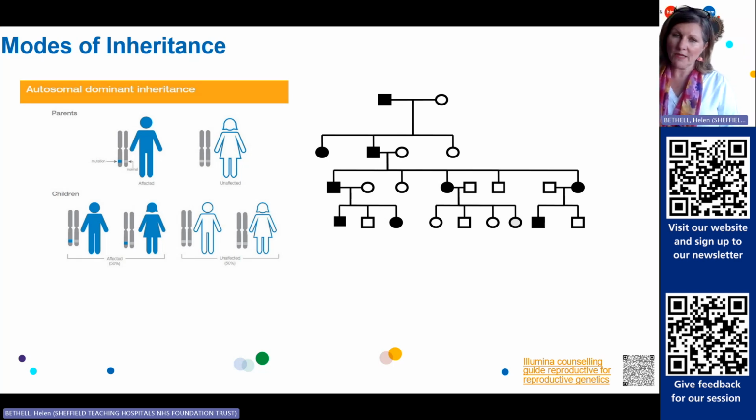So firstly, dominant inheritance. Again, we're talking about the idea that we inherit one copy of the gene and one copy of the chromosome from our mothers and one from our fathers. And in turn, we're passing one copy to our children.